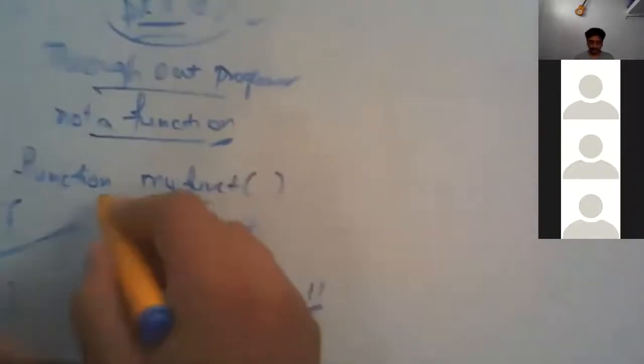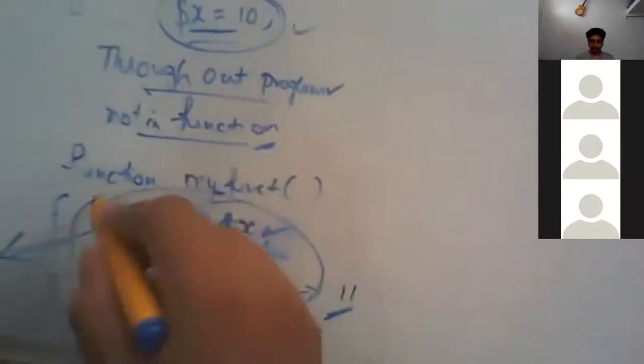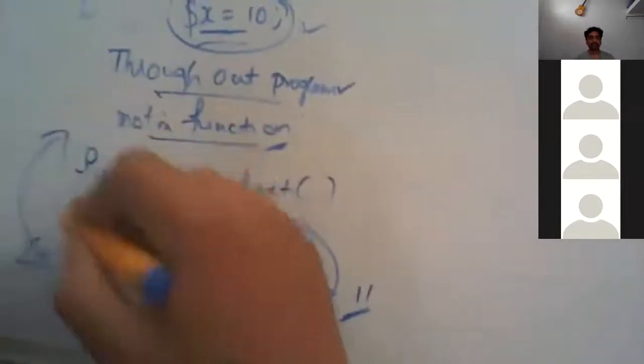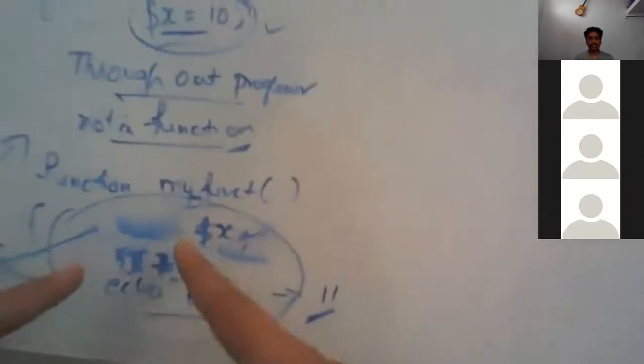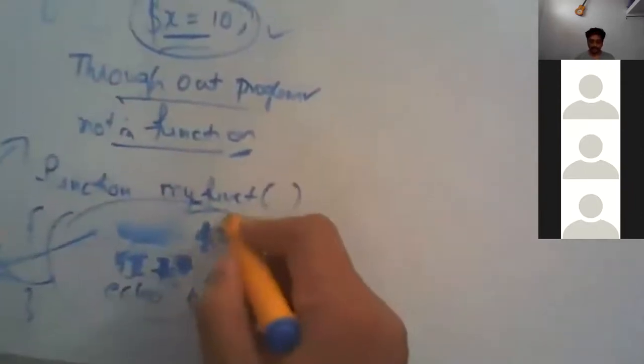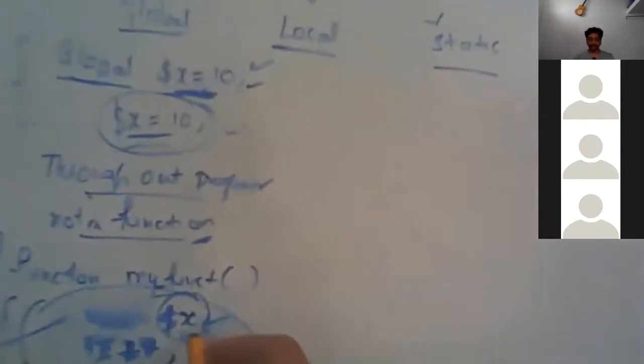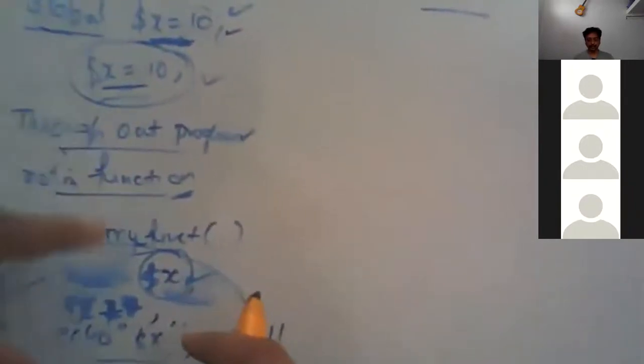This x has a scope within the function itself. It cannot come outside the function. This $x will not have any scope outside this function. This type of x we call local variables. That is the difference between global and local.